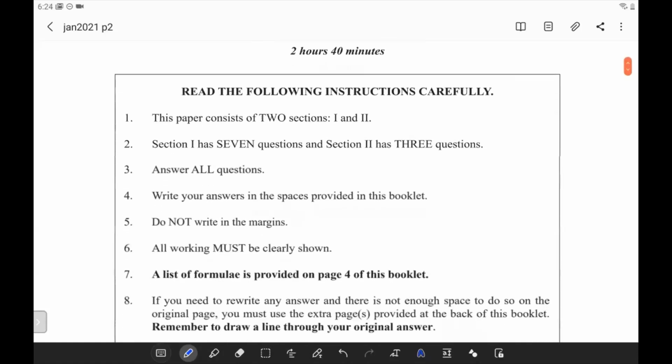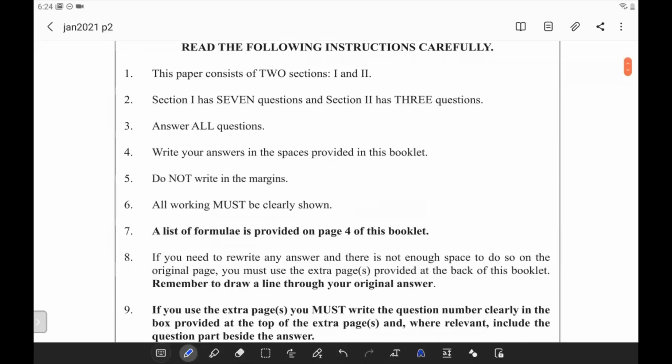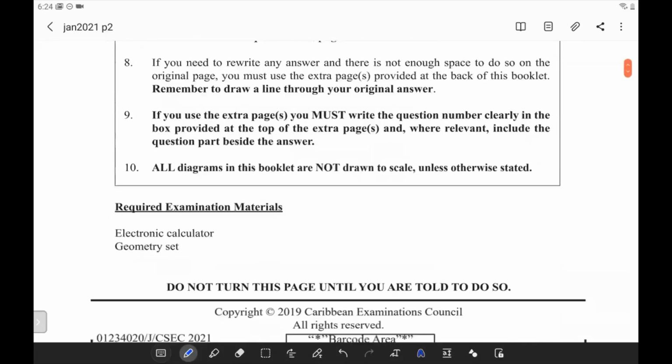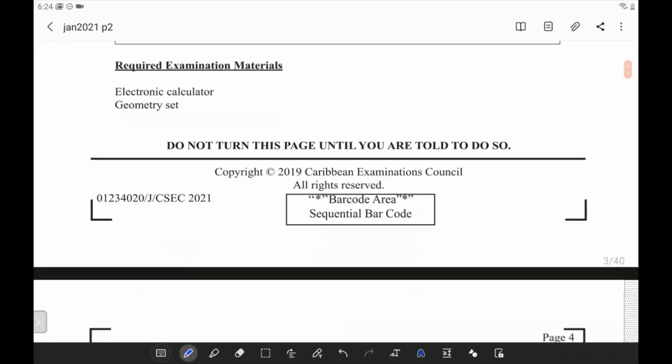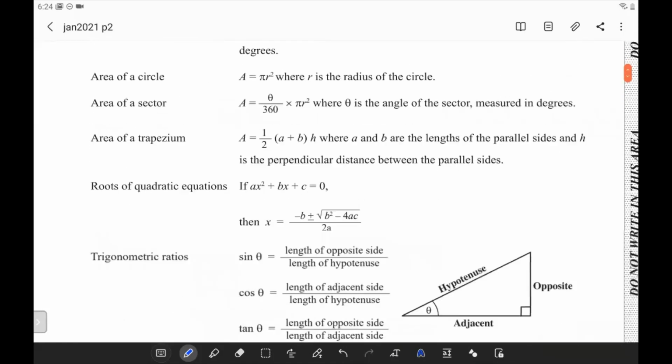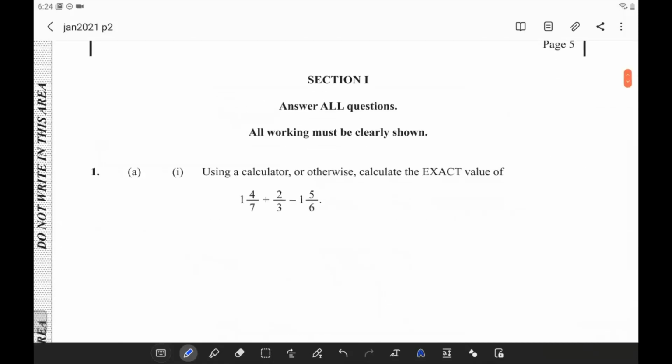So we have some instructions here. You may pause the video and read the instructions if necessary. But the only required tools for this examination is the electronic calculator and a geometry set. Okay. So let's take a look at number one.